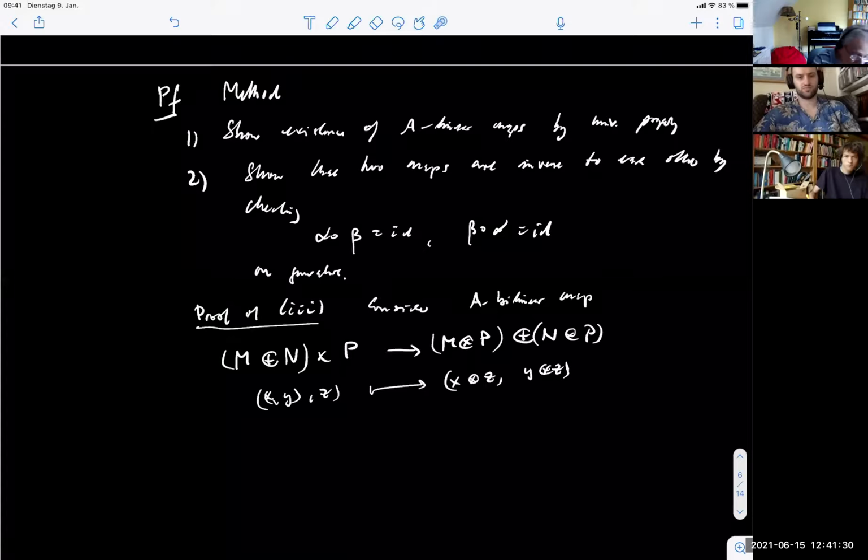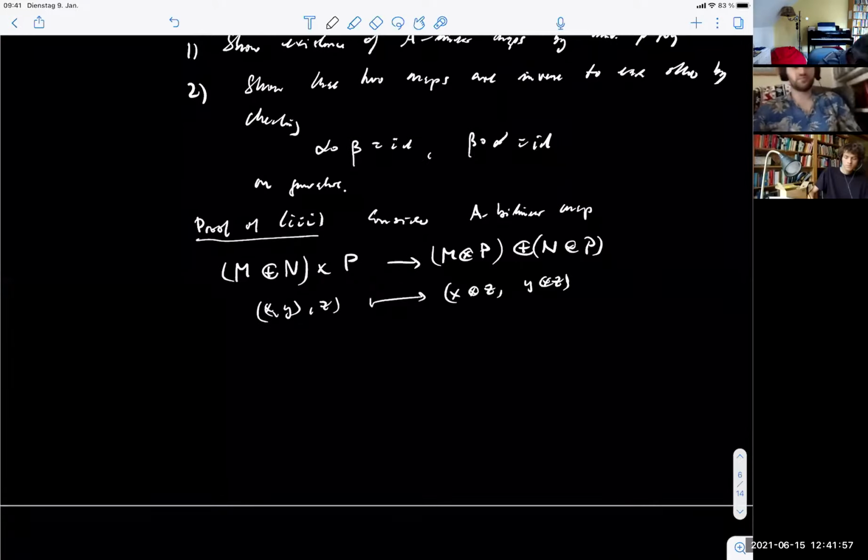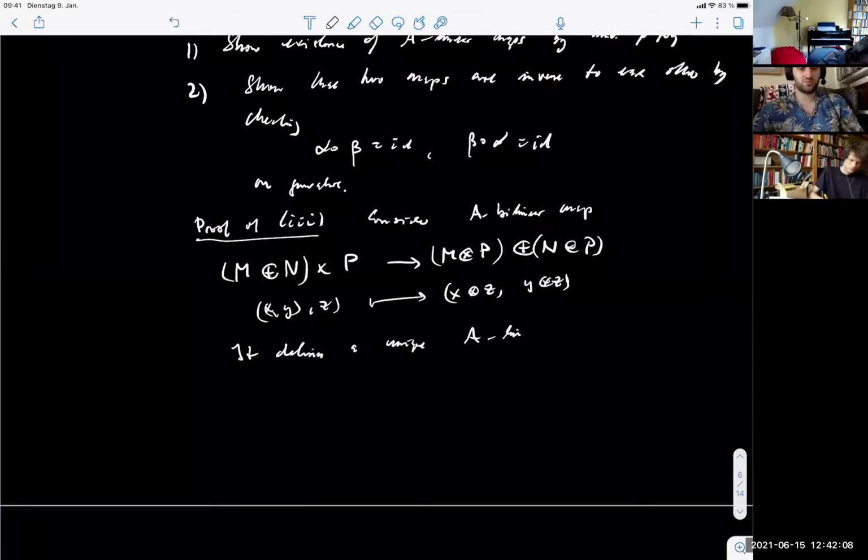So you see, there is no problem to define this map, because every element on the left-hand side has this look. So this map is well defined. And then I check, and this is trivial, that it is bilinear. It follows from the properties of the tensor product. So I have a bilinear map, and then this gives me by the universal property a unique A-linear map.